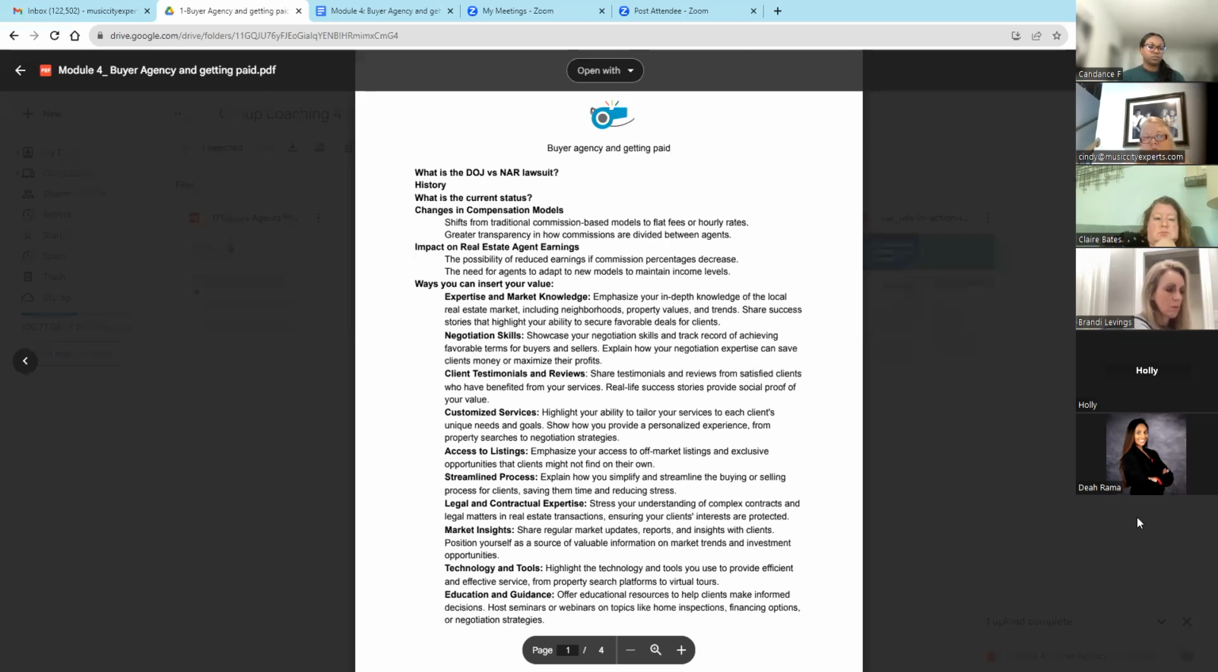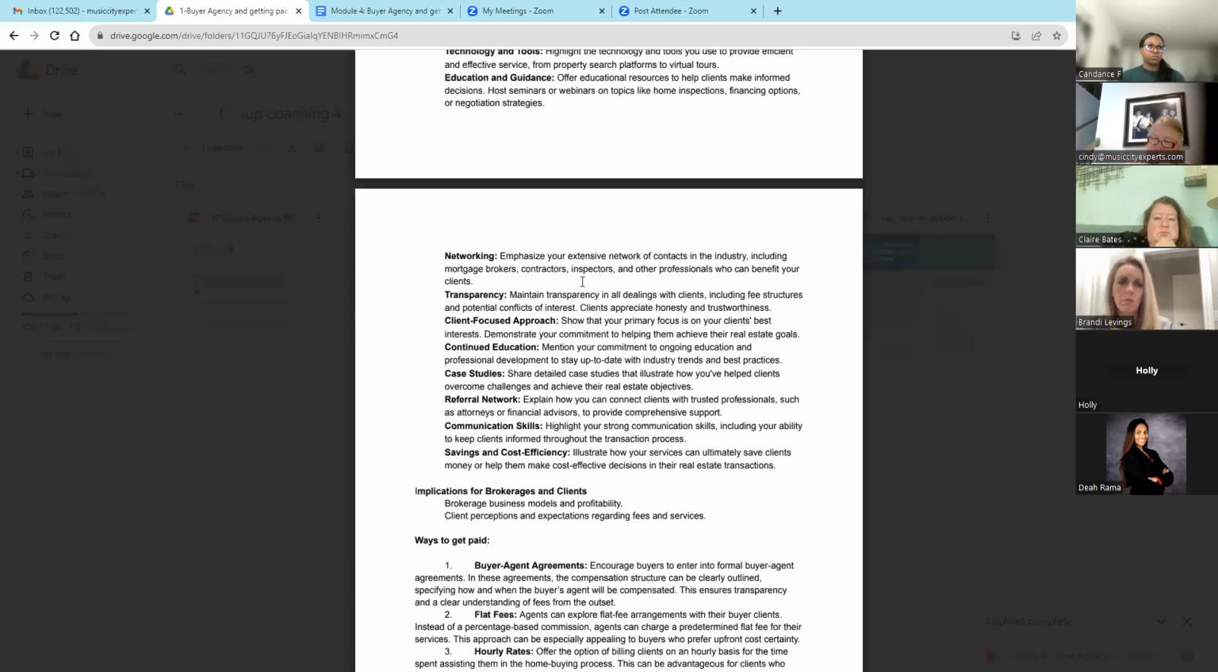What are the most common things that come up in a home inspection? What are the most common financing options out there right now? What are some good negotiation strategies? But you should be offering some guidance. Networking, obviously, that's going to help you find those off-market opportunities, but also who's in your arsenal?